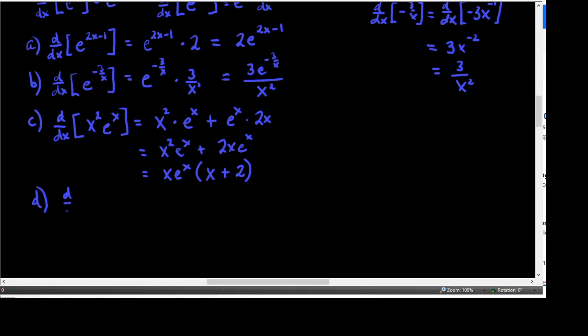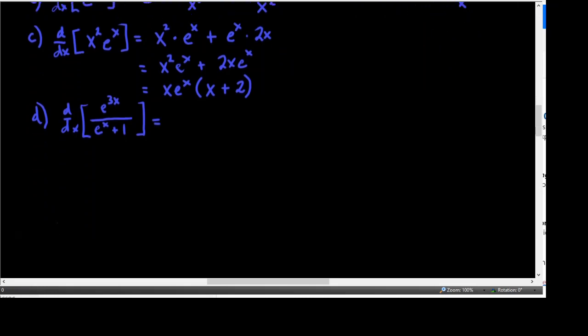Okay, so question D. What is the derivative of e to the 3x divided by e to the x plus 1? Okay, this is a quotient, so I'm going to use the quotient rule.